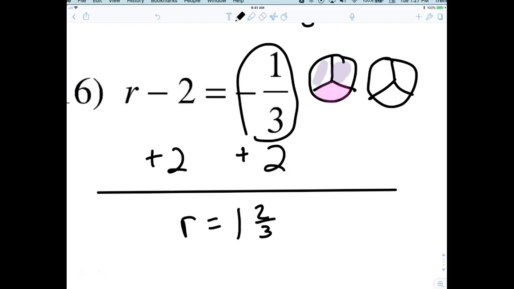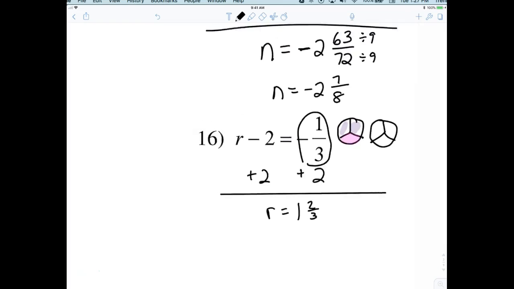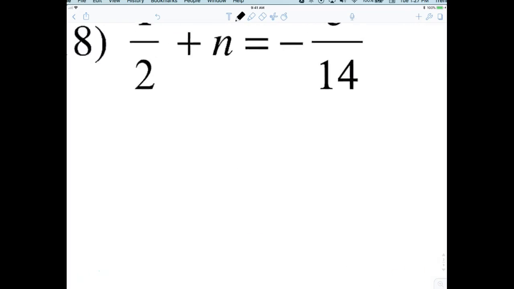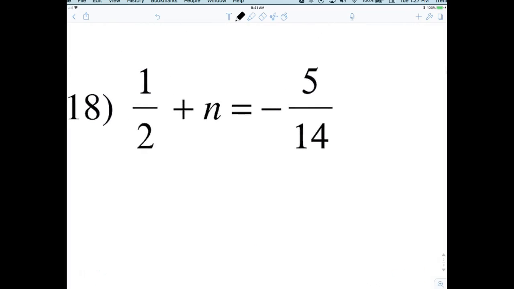Does everybody understand how simple that was? Very simple. Now you apply the simple to the complicated. That's all we're doing. So let's take a look now at 18. All right, so here we go on 18.